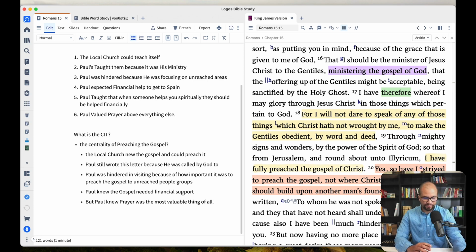Really, I do think these 3 in the middle could almost be condensed into one about how Paul knew how important the gospel was. And because he knew how important it was, he wrote this letter, even though he knew they could teach themselves. And because he knew how important the gospel was, he was more concerned about preaching the gospel where nobody else had heard it than going to Rome. Because Paul knew how important the gospel was, he knew he needed financial support to go and preach it where it hadn't been named yet, in Spain. And so that could be that. So let's just write this down.